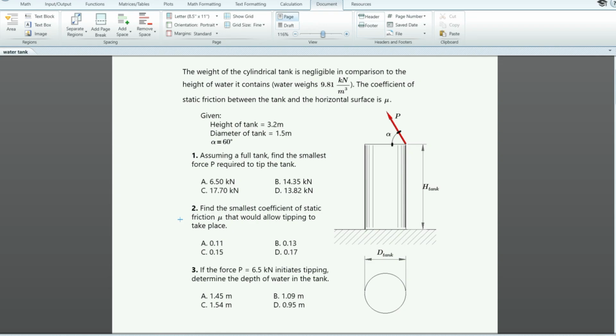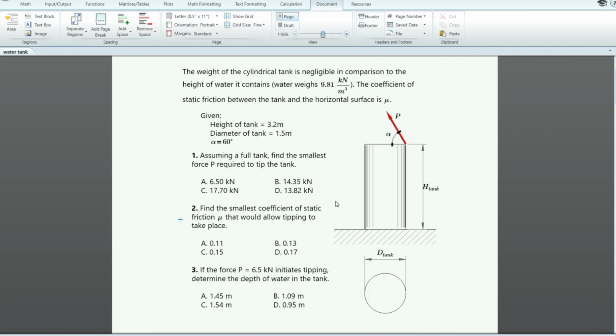The weight of the cylindrical tank is negligible in comparison to the height of water it contains. Water weighs 9.81 kN per cubic meter. The coefficient of static friction between the tank and the horizontal surface is mu. Given the height of the tank equals 3.2 meters, diameter of the tank is 1.5 meters, and the angle alpha here is equal to 60 degrees.